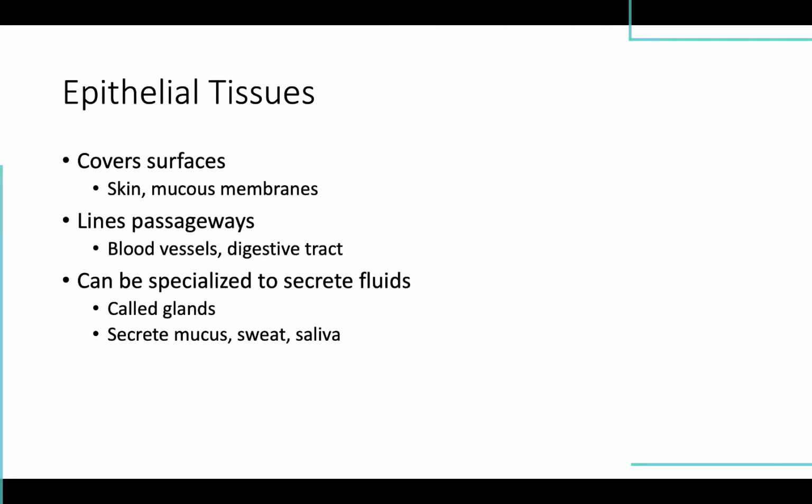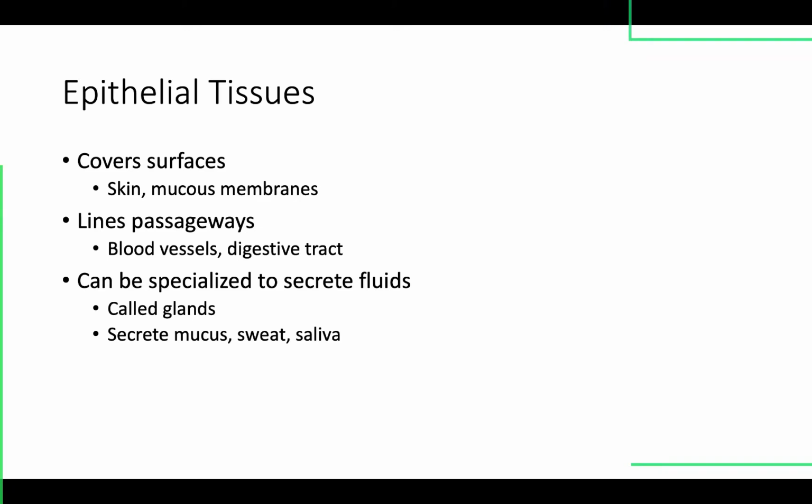We're going to start with epithelial tissue. First, epithelial tissue covers the skin and mucous membranes. It covers surfaces. So your skin, that's an epithelial tissue. Inside your mouth, that's an epithelial tissue. Inside your blood vessels and your digestive tract, those are epithelial tissues. Epithelial tissues can also be specialized to secrete fluids, and those we call glands. So your salivary glands that secrete saliva, that's a gland. Your sweat glands, epithelial tissue.